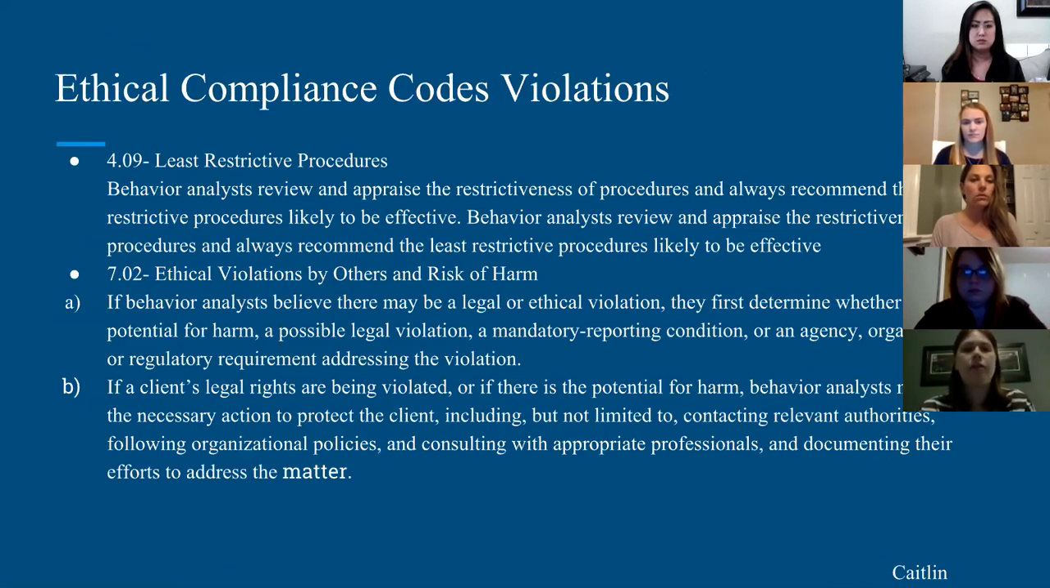7.02, which is the ethical violation by others and risk of harm. So that states that behavior analysts believe there might be a legal or ethical violation. They will first determine whether there is a potential for harm or a legal violation, a mandatory reporting condition or agency, so they're addressing the violation. The second part of that is if a client's legal rights are being violated or there's potential harm, that they will take necessary action to protect the client.